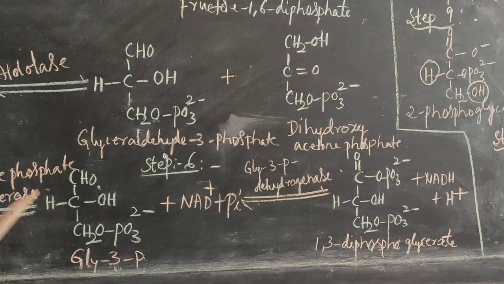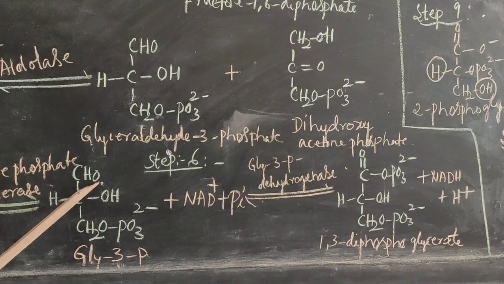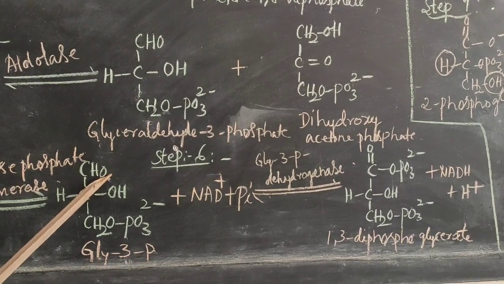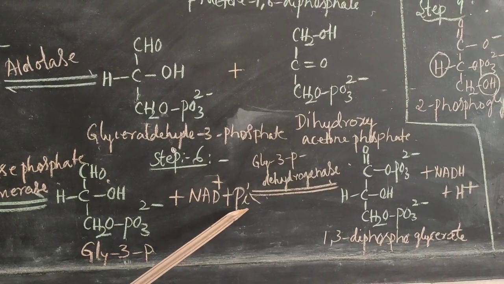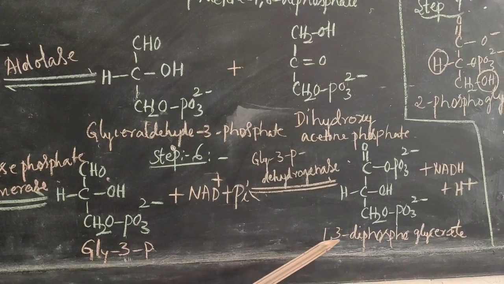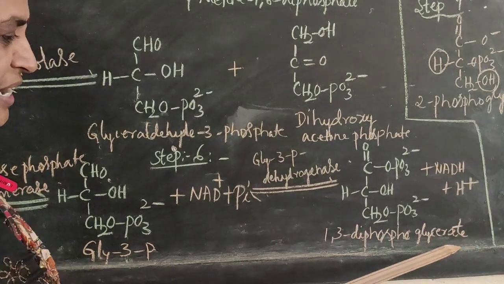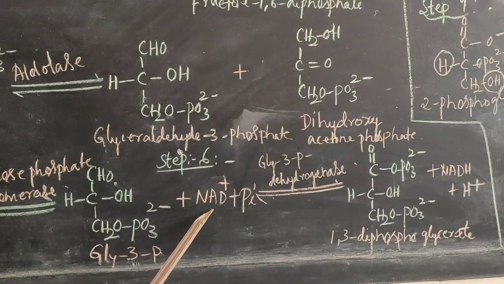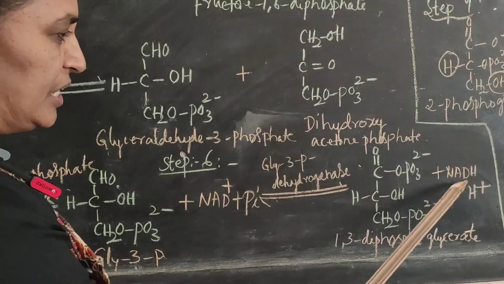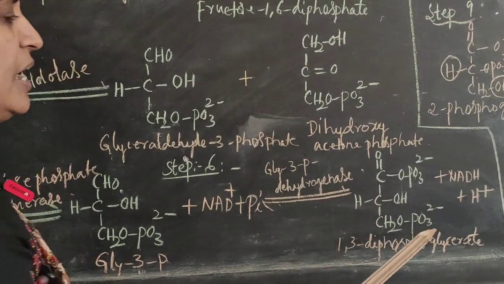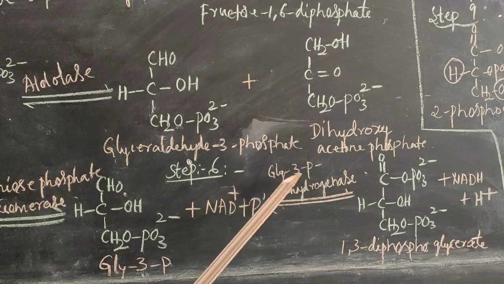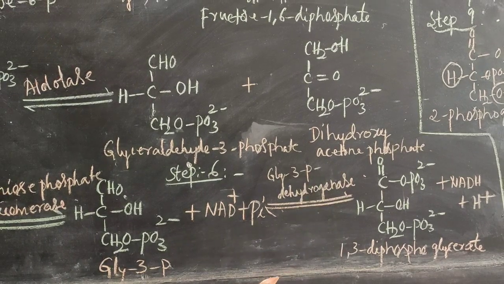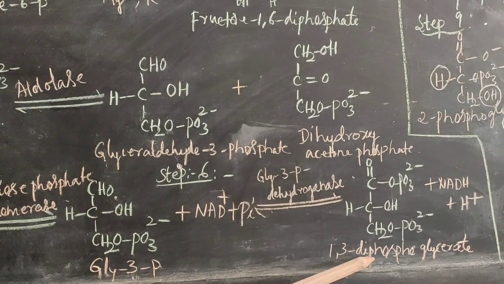So what happens in this reaction is that the aldehyde group, the CHO group, is oxidized to the level of a carboxylate group. Then it is phosphorylated with Pi to form 1,3-diphosphoglycerate. It is really called an acyl phosphate. And during the reaction, NAD+ gets reduced to NADH and H+, catalyzed by the enzyme glyceraldehyde 3-phosphate dehydrogenase. That's the enzyme required for the formation of this high energy compound.